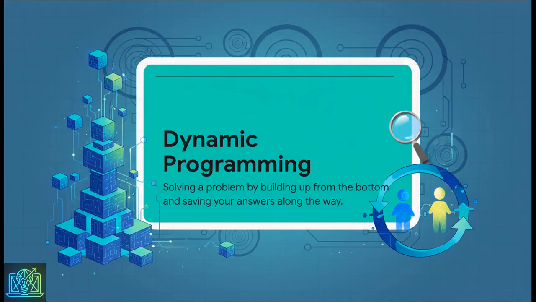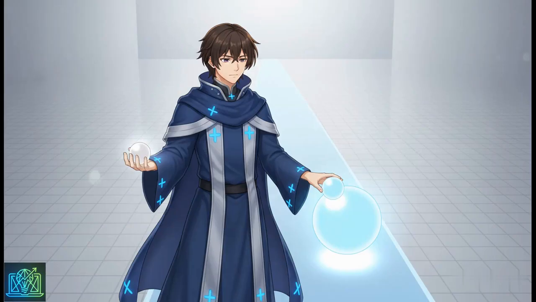So instead of starting at the top of the tower and working our way down into that recursive mess, we're going to start at the bottom and just build our way up, one step at a time, using a simple loop. We only ever need to remember the last 2 steps to figure out the next one. Let's look at the C++ spell for this path.